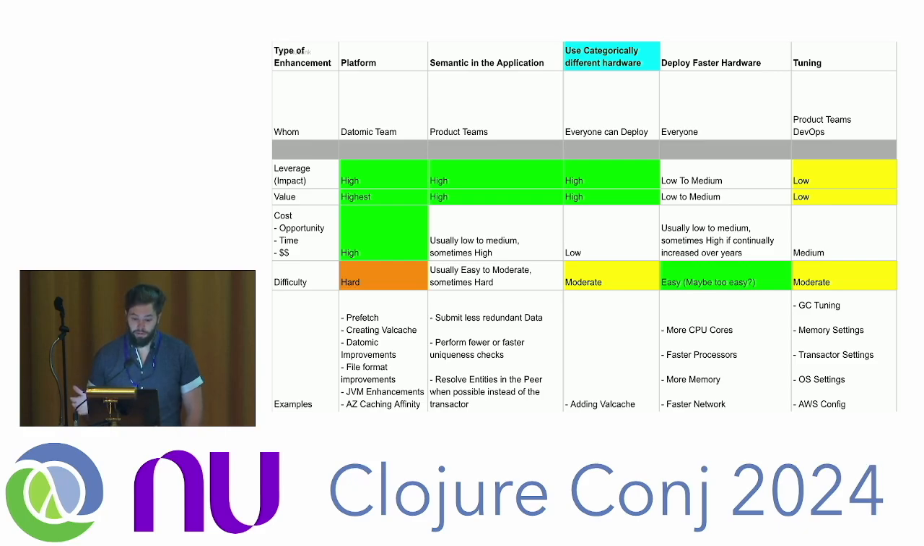Next, you could deploy faster hardware. I heard that CPUs are not getting faster, but maybe you've got one. I don't know. The next one is using categorically different hardware. The example that we're going to use is adding a val cache. This is like adding a new component: add an NVMe SSD and then run val cache on it. The last two are semantic improvements in the application and platform level improvements, and we'll touch on those in a second.